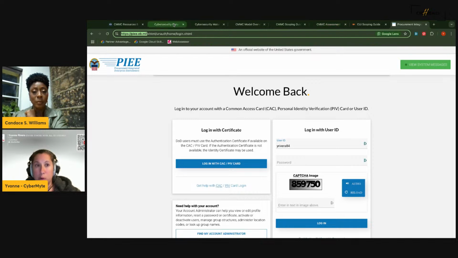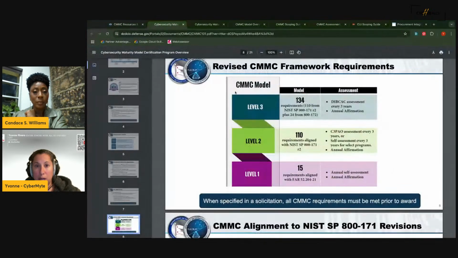So I wanted to bring that up. And then level 2 was the 110 that we talked about. You don't lose any of level 1, that still stays, but then you go on to add the 110, which rolls in the 15. And those come from NIST 171 revision 2.